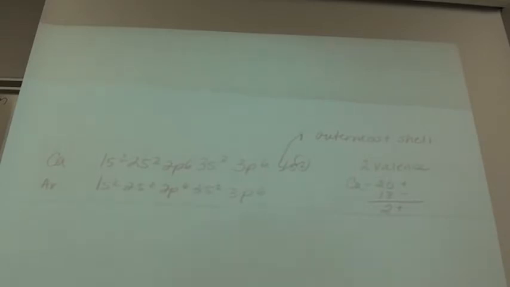So if we were to write its electron dot, we would write calcium +2. Where are its valence electrons? They're gone. They were given away. So calcium, when it was an atom, looked like this. Now when it's an ion, it looks like this.